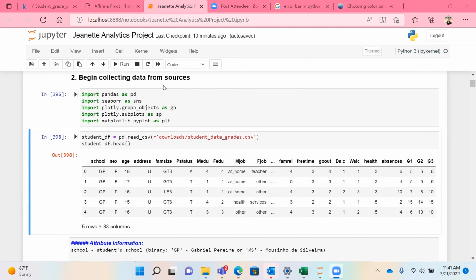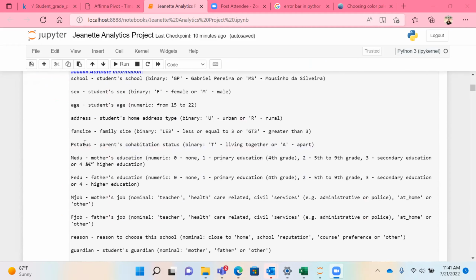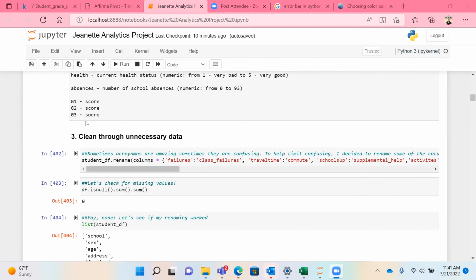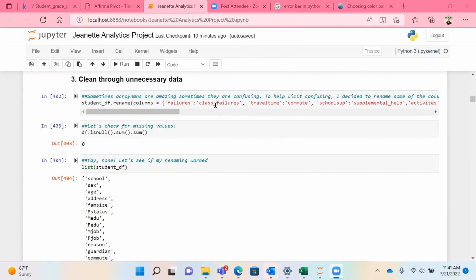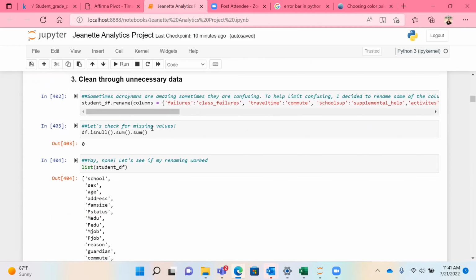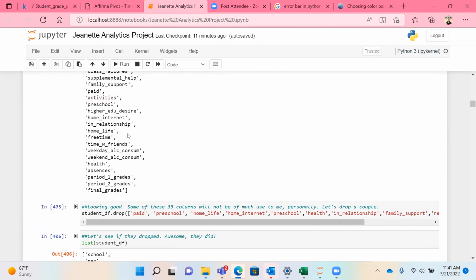So I went ahead and started collecting and putting in, and there's 33 columns, and a lot of them are just very abbreviated, and to me, just a little bit confusing at times. So I decided to rename a lot of the acronyms to something that just made sense to me. And as you can see, I renamed quite a bit. But luckily there were no nulls, so I didn't have to do anything with that. And it looked like my renaming actually worked very well.